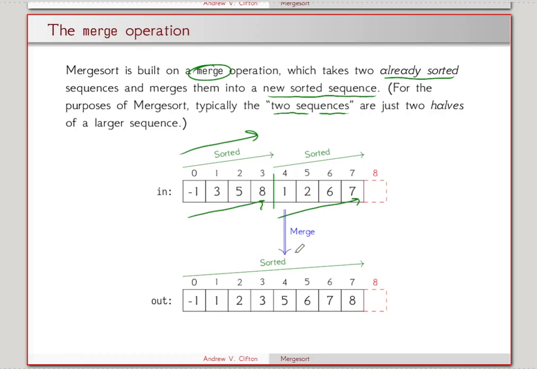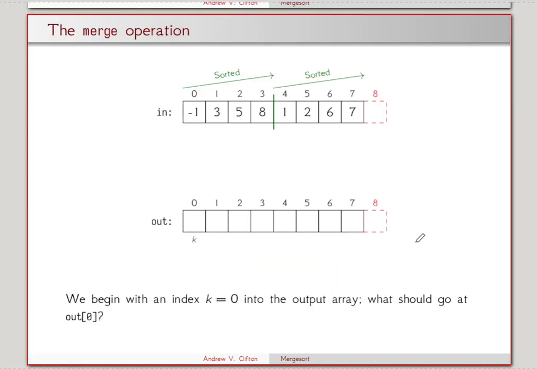So the merge operation threads those two things together and gives me a whole array that is sorted in ascending order. So how's that work? How are we going to accomplish this here? The idea is we need to keep track of where we are in the output array, so at least we need an index k into the output array. And then we ask, what should go at index 0 in the output array? If you remember from selection sort, it should be the smallest thing in the input array.